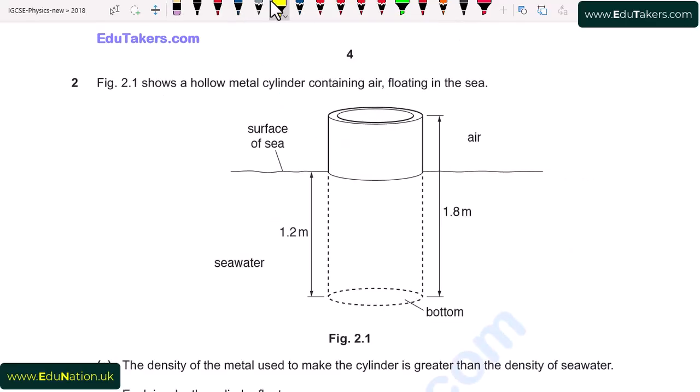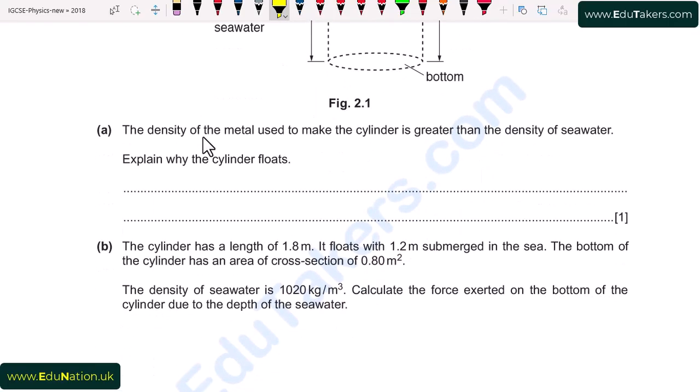Figure 2.1 shows a hollow metal cylinder containing air floating in the sea. So here is a metal cylinder that contains air inside it. It is floating on the sea. Part A. The density of the metal used to make the cylinder is greater than the density of seawater. It is given that the density of metal is greater than the density of seawater. Explain why the cylinder floats. So we have to explain why the cylinder floats.